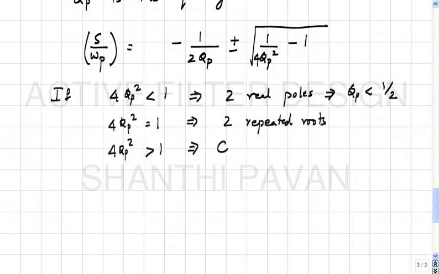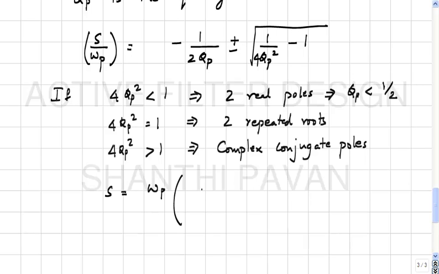Complex conjugate poles. And how do the complex conjugate poles look? S must be equal to omega P times minus 1 by 2 QP plus minus J square root of 1 minus 1 by 4 QP square.